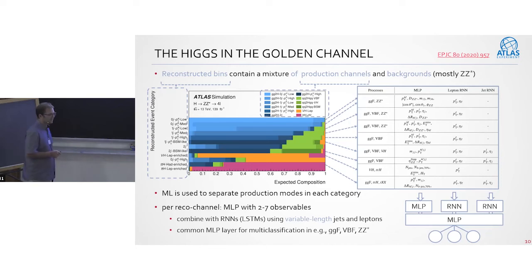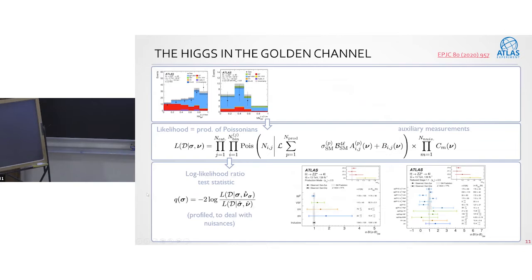Wait, yeah, I need to say optimality for what? Here is optimality. Here we use the likelihood ratio. Let me finish the next slide, because I think I will answer exactly the question. So here we are, and we have learned the different production cross sections using the likelihood trick.